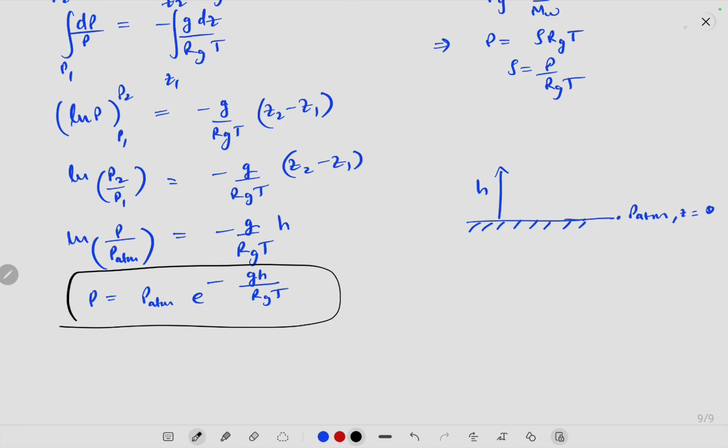Okay, and the pressure value here would be greater than the pressure value at here by this factor, by the factor of P atmospheric minus P atmospheric e to the minus g h upon Rg T. Okay, so as you go above the surface, the pressure of the air would go on decreasing.